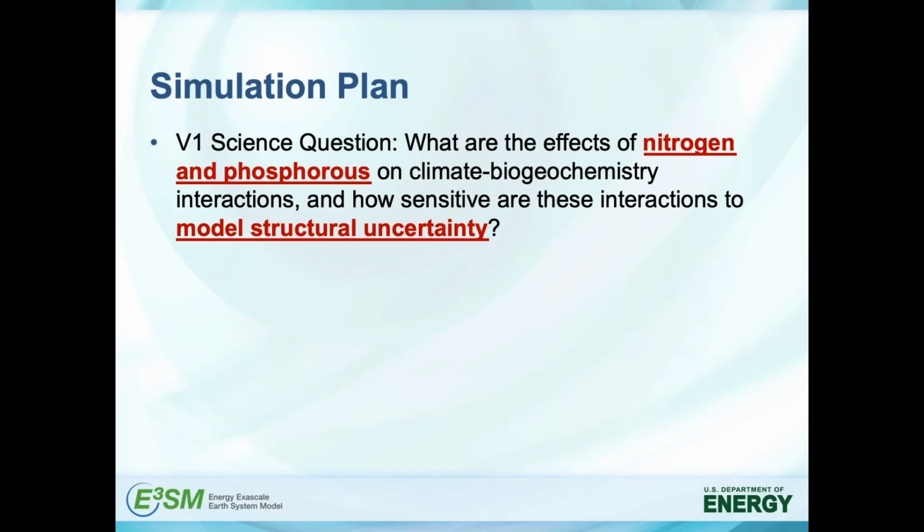And so our simulation plan addresses these issues through our V1 science question, which was: what are the effects of nitrogen and phosphorus on climate biogeochemistry interactions, and how sensitive are these interactions to model structural uncertainty, especially in how those nutrient limitations are represented?